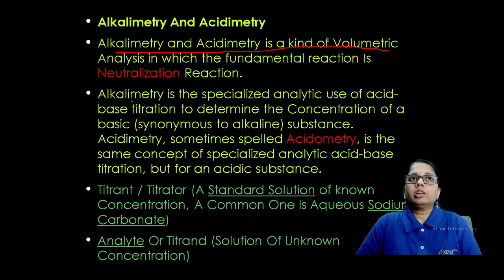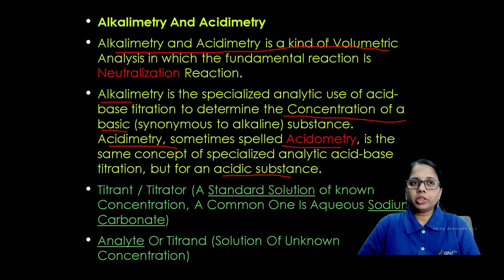Alkalimetry is a specialized analytical use of acid-base titration to determine the concentration of a basic substance. You can easily remember that alkali means base, right? So alkalimetry is a type of analysis which determines the concentration of basic substances. Acidimetry means the same, vice versa. It is also called acidometry, which is the same concept, that is acid-base titration for determining an acidic substance.